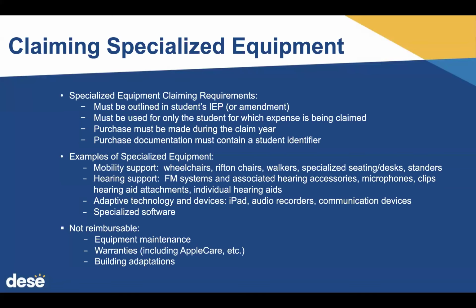As noted on the bottom of the slide, some costs cannot be claimed, including equipment maintenance, warranties, and building adaptations. We sometimes get questions from districts about claiming building adaptations, such as special bathrooms that are outlined in a student's IEP and definitely earmarked for the student claimed. However, any modification of a building cannot be reimbursed.